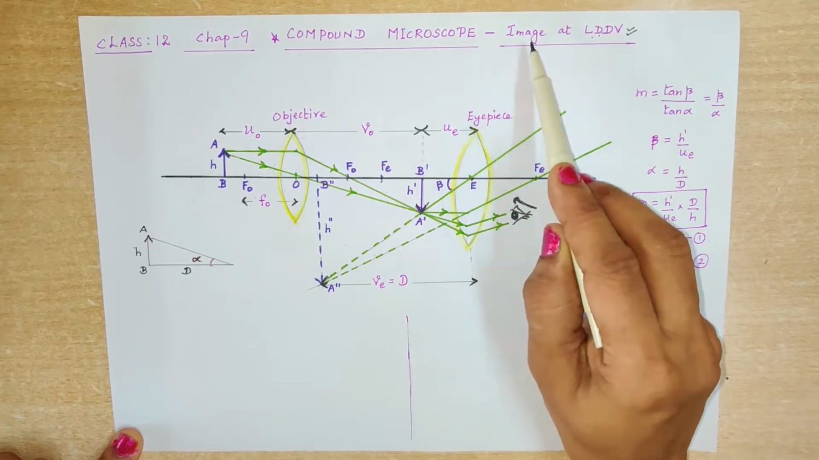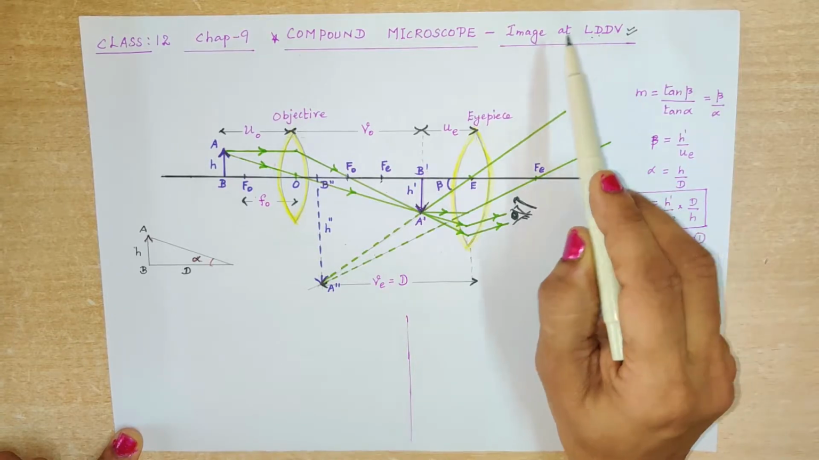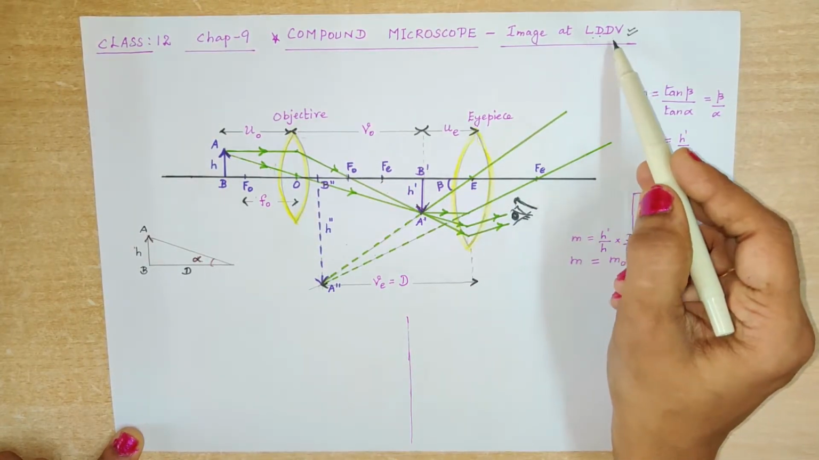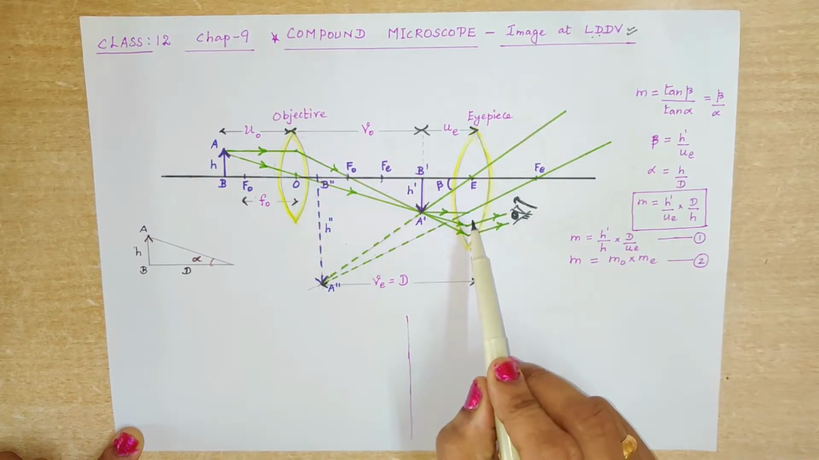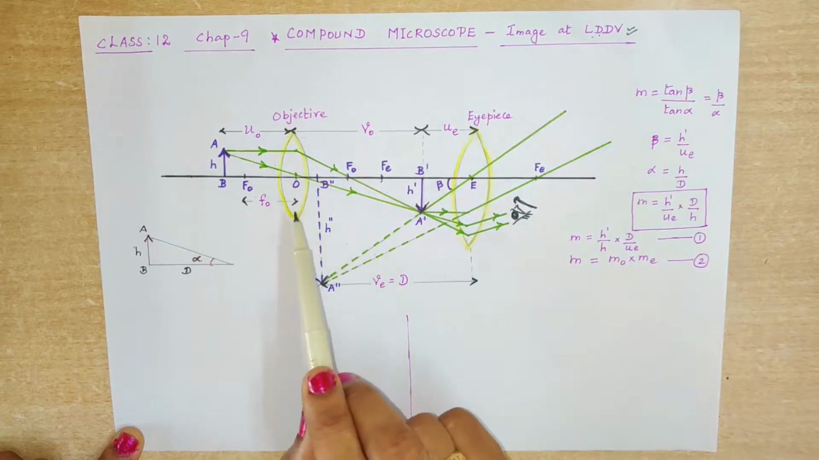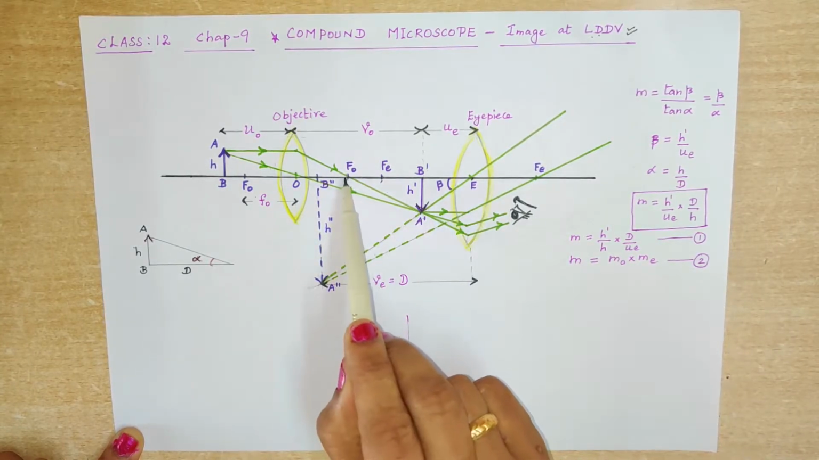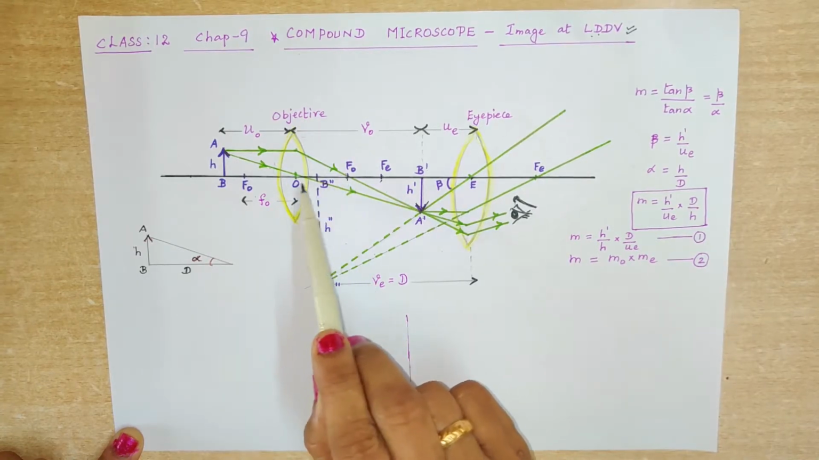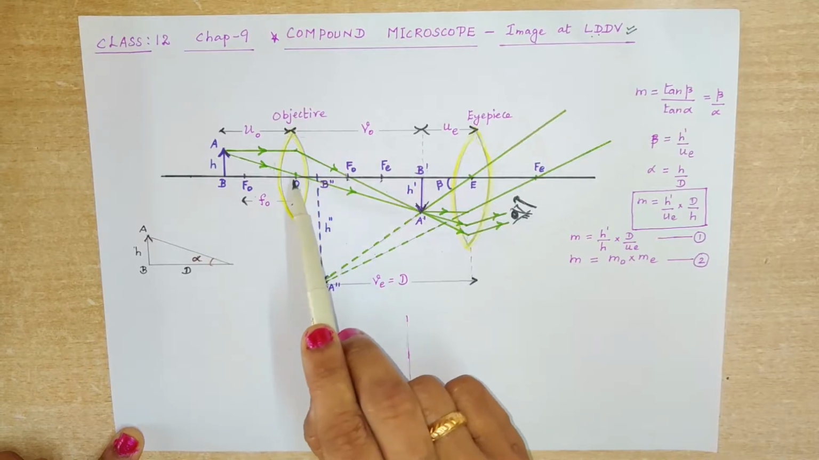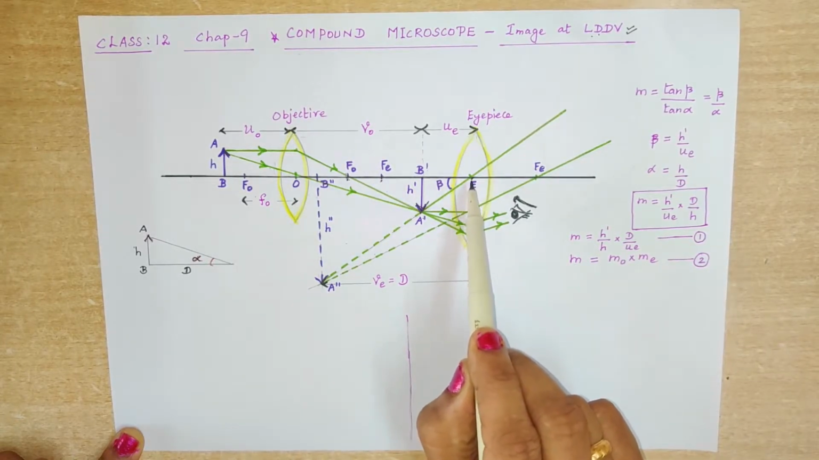We have to discuss the image formation at the least distance of distinct vision, and when the image is formed at infinity. For the LDDV position, here is a ray diagram. There are two lenses, the objective lens and the eyepiece. The objective lens has a shorter focal length than that of the eyepiece. You can see the focal length, that is the distance OFO. FO is the principal focus for the objective, and FE is the principal focus for the eyepiece.